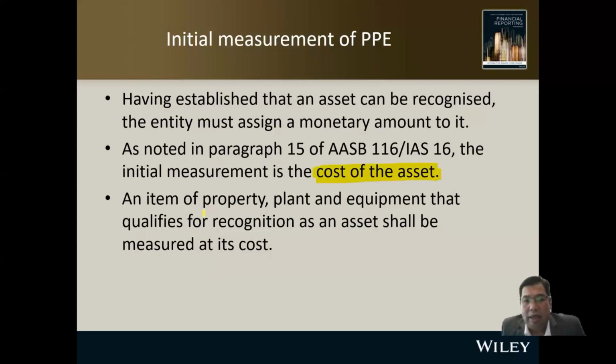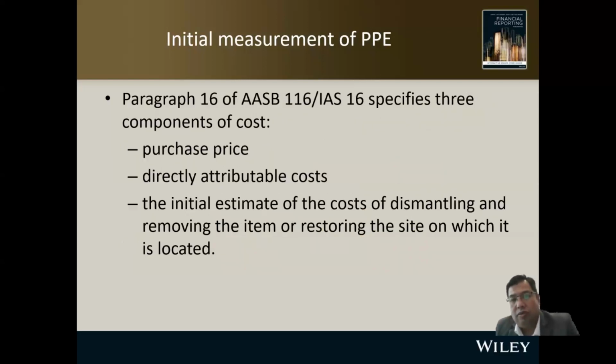Okay. An item of PPE that qualifies for recognition as an asset shall be measured at its cost. What do I mean by cost? So let us move to the next slide. What is meant by cost? It has three components. The first one is the purchase price. How much you pay for that asset. So that is the purchase price.